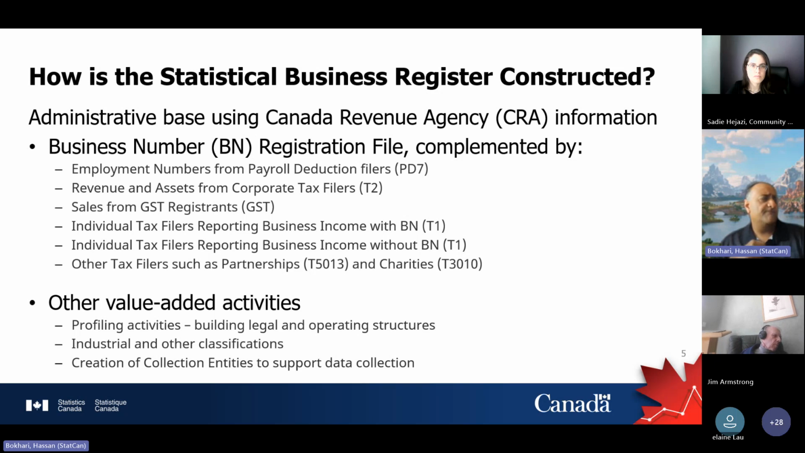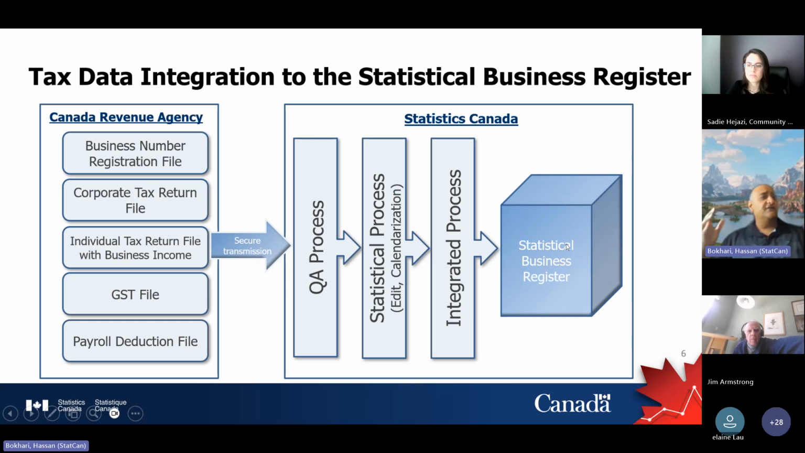which is the primary one, and creation of collection entities to support data collection. So this is where this hierarchy and statistical units comes to play that we'll talk about very shortly. So here's a nice little visual of how we build from the CRA administrative data. We put it through a QA process, ingest the files, put it through a QA process. We have a statistical process that we process the information, integrate it, and then create the statistical business register.